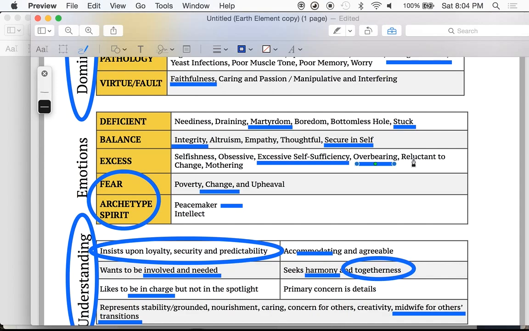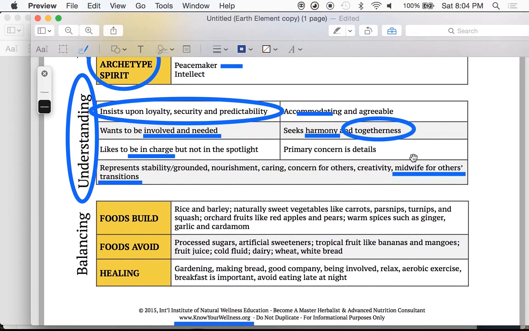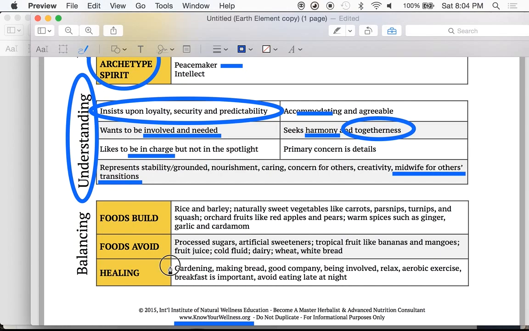You start to go, maybe it's that I have this excess of earth energy. So how can I bring that into balance? That's where we go down here. So in balancing it, we're going to start with the healing reactions: gardening, getting in touch with the growing. Gardening is really important. Making bread.